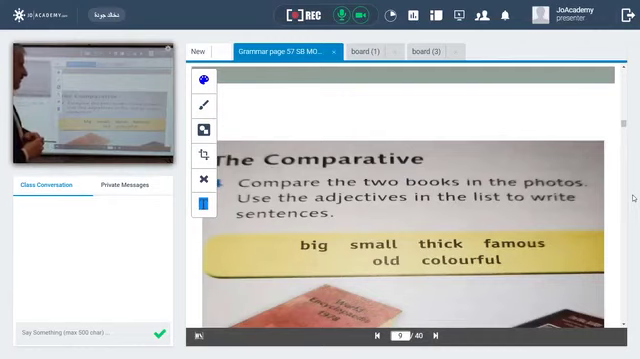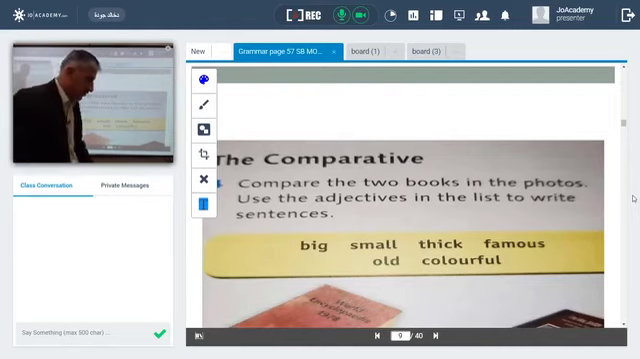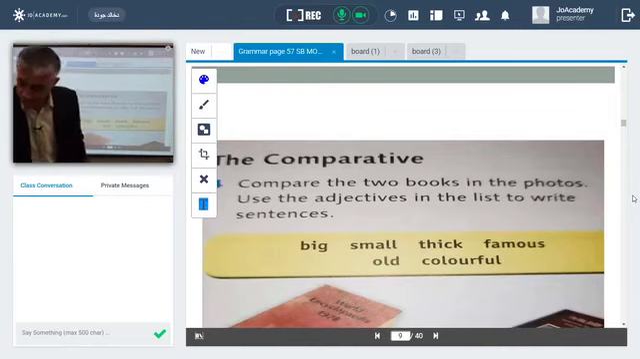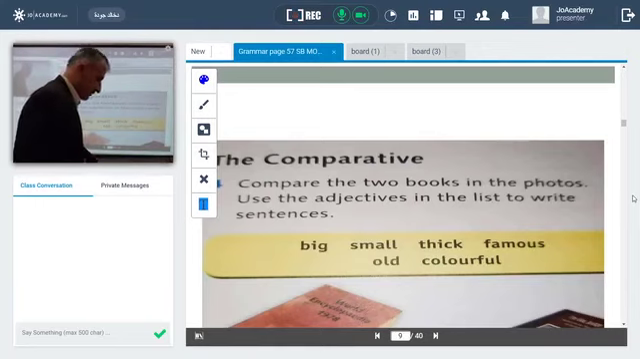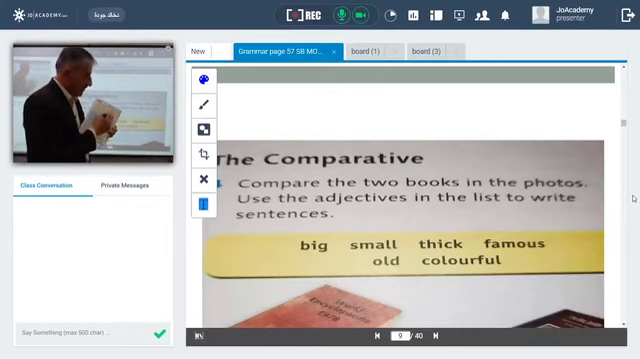The comparative. We have: compare the two books in the photo. Here we have in the student's book. Please open your student's book. Open it to page number 57.